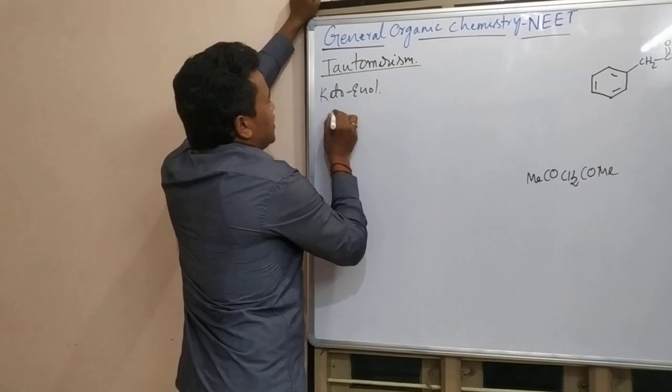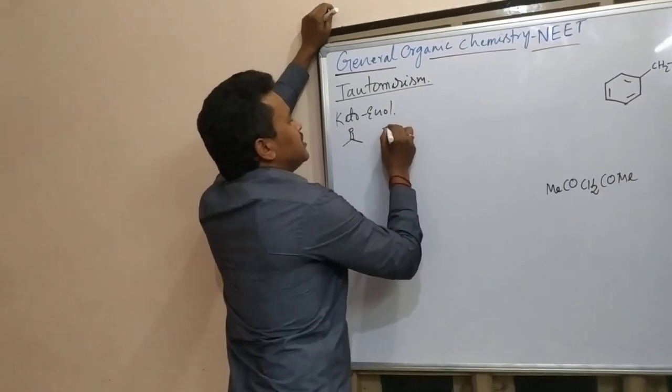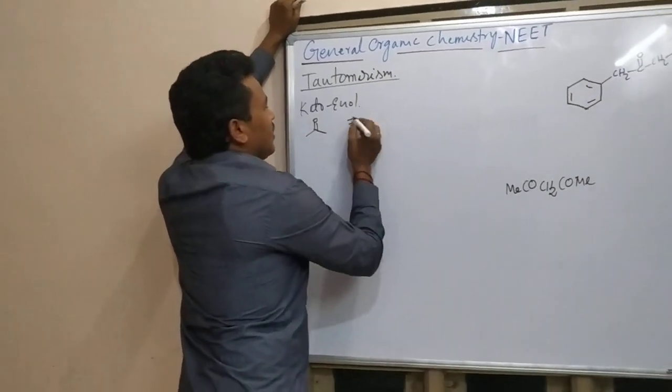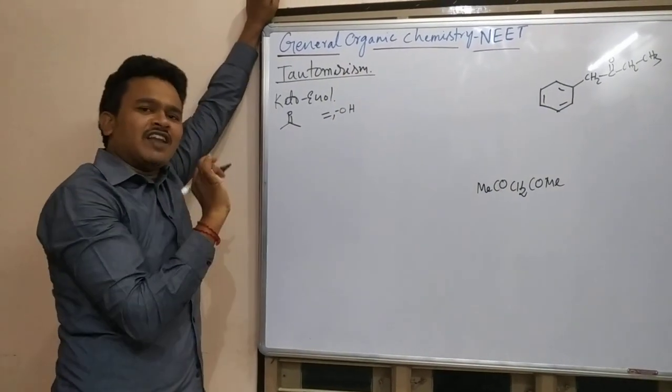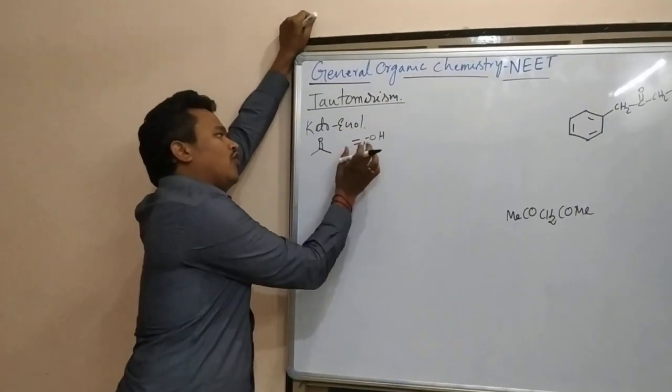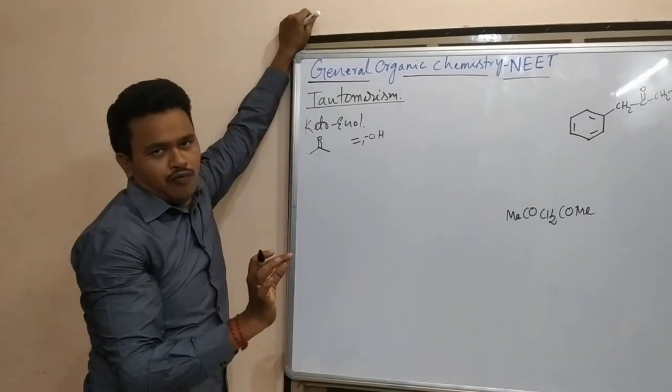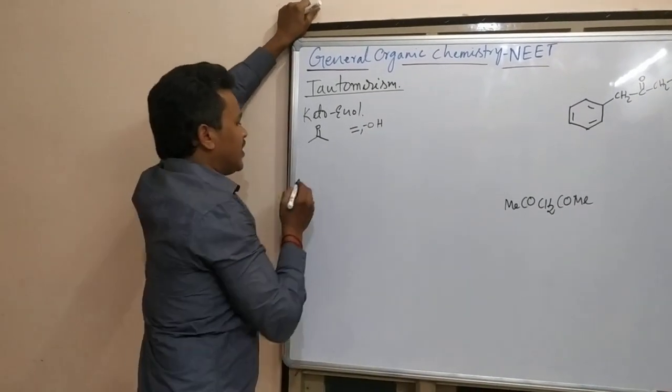What is the keto group? This group is keto. En means double bond. Ol means OH group. There is an interconversion between the keto form and the enol form. For this, I am going to take one example here.